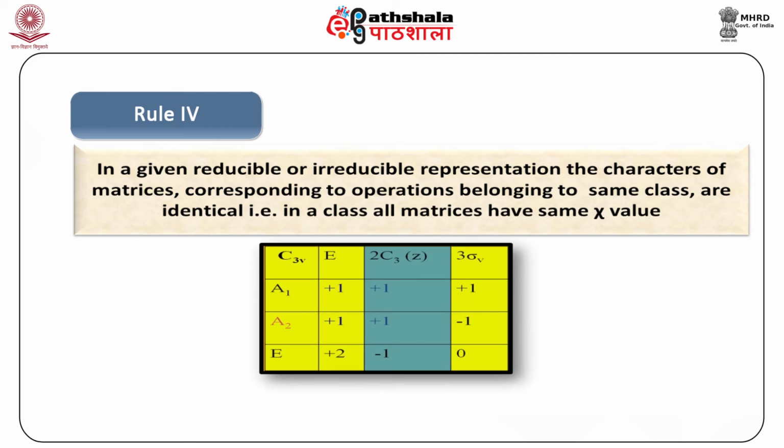The fourth rule says that in a given reducible or irreducible representation, the characters of matrices corresponding to operations belonging to the same class are identical. That is, in a class, all matrices have the same chi value.